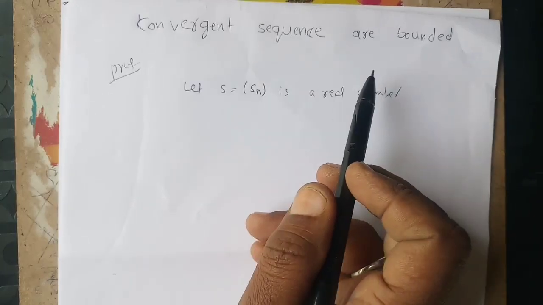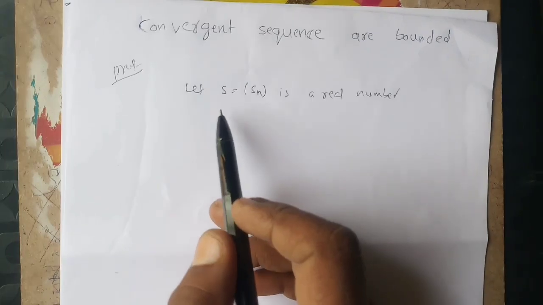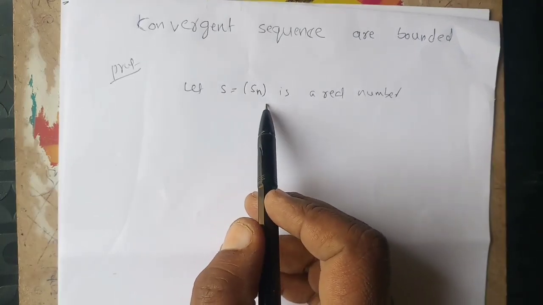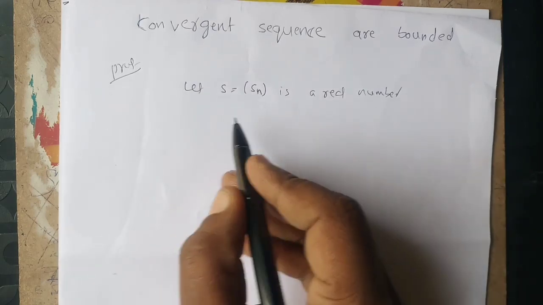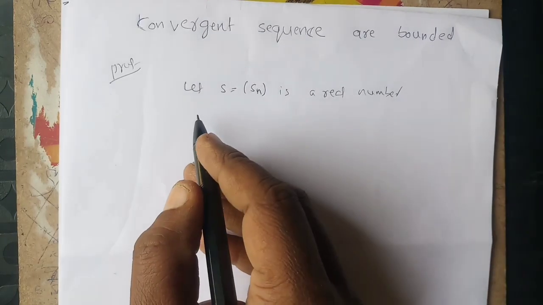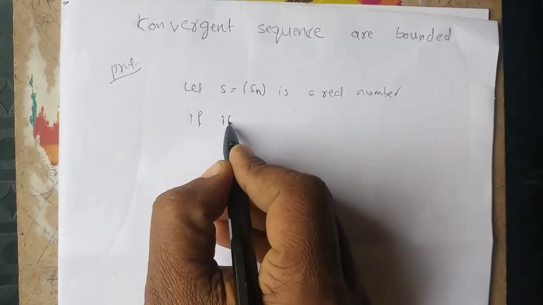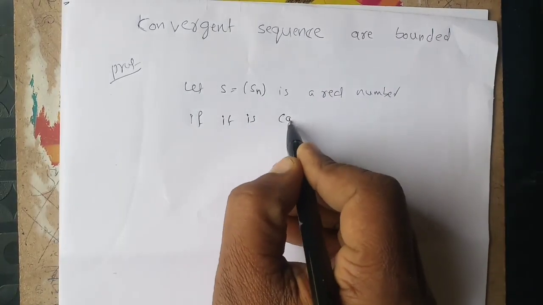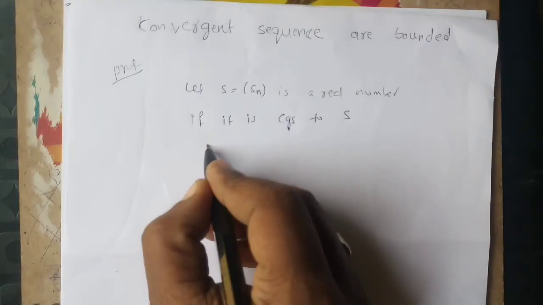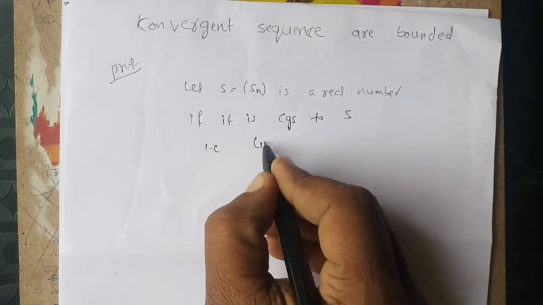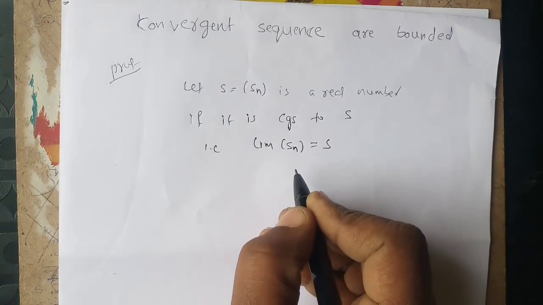Convergent sequences are bounded. So now let's see the proof of this. Let Sn be a real number sequence, and if it is convergent to S, then we can write limit of sequence Sn is equal to S.